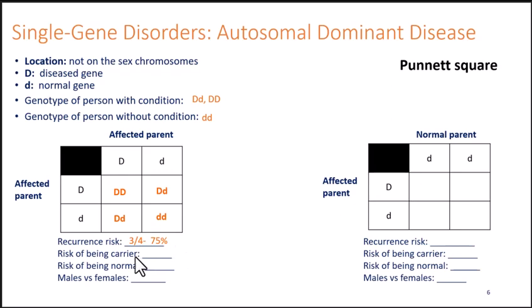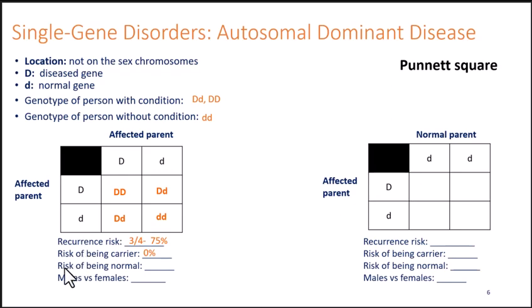What about risk of being a carrier? Well, I told you already that when it comes to a dominant disease, there is no risk of being a carrier because you're either going to have the disease or you're not when it comes to a dominant condition. So it's a 0% chance of being a carrier.